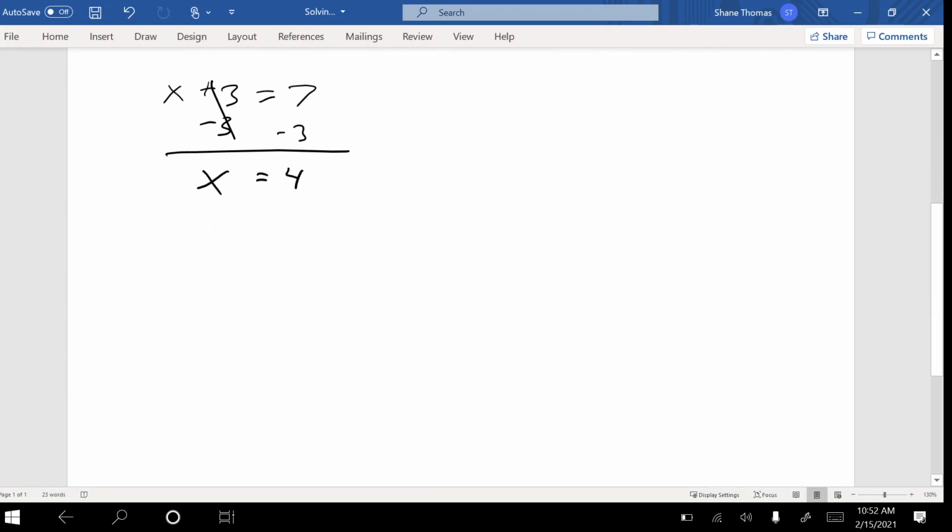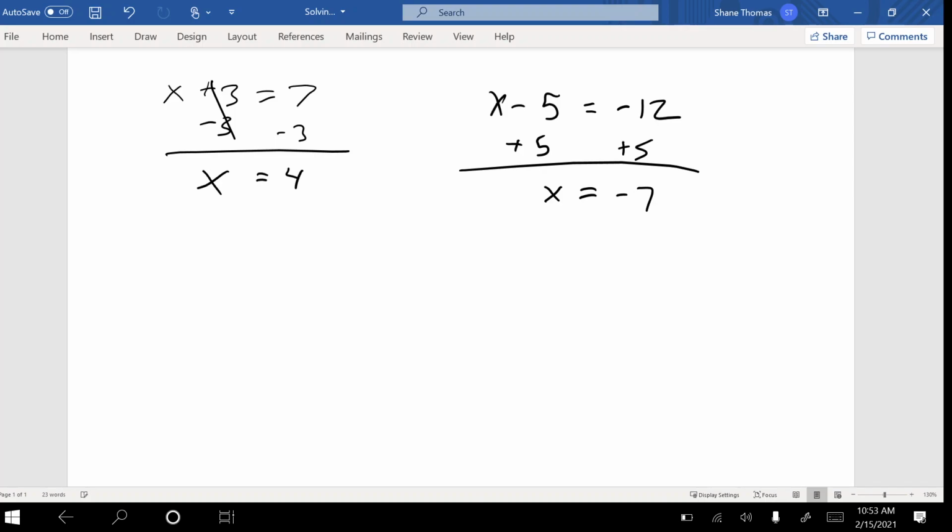Okay? So that was undoing addition. Let's undo subtraction. So if I have x minus 5 equals negative 12. Add 5 on both sides. Perfect. Add 5. Add 5. x equals negative 7. Great. Yes, this ain't so bad, is it?